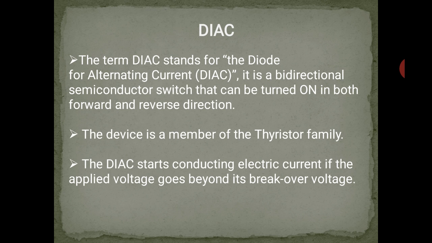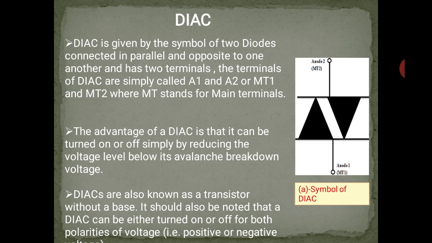It is a bidirectional semiconductor switch that can be turned on in both forward and reverse direction. The device is a member of the thyristor family. DIAC starts conducting electric current if the applied voltage goes beyond its breakover voltage. DIAC is given by the symbol of two diodes connected in parallel and opposite to one another and has two terminals.